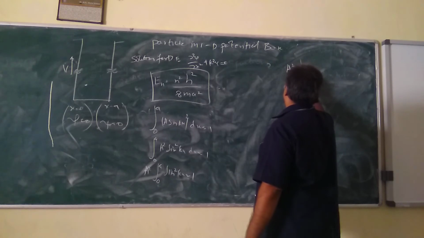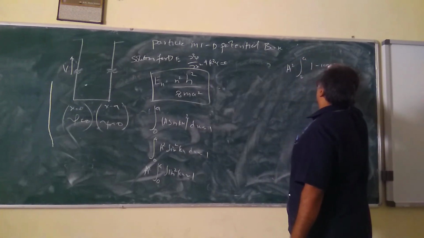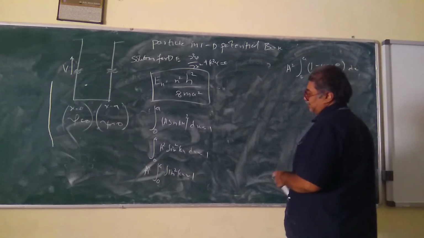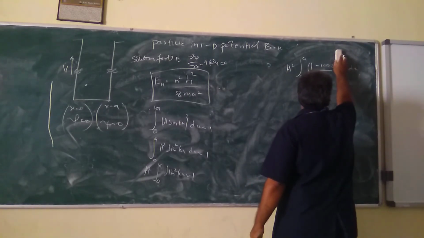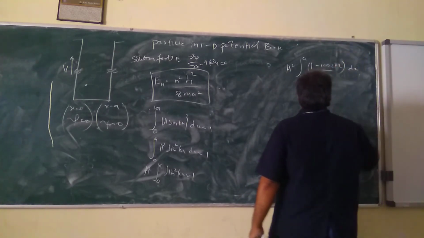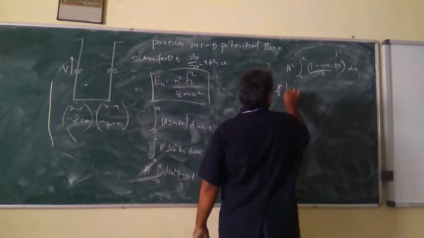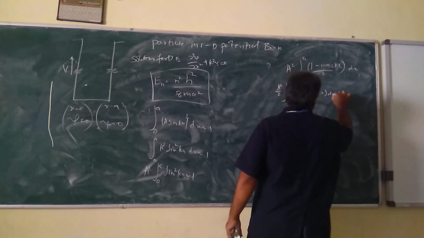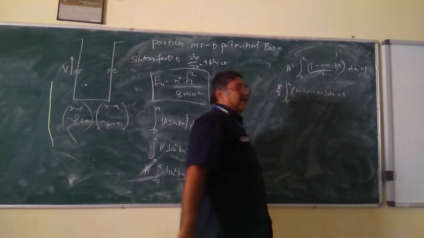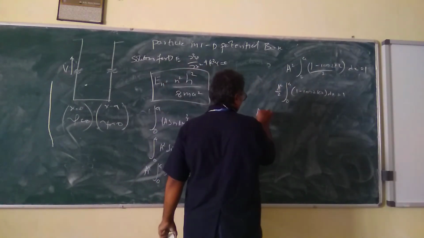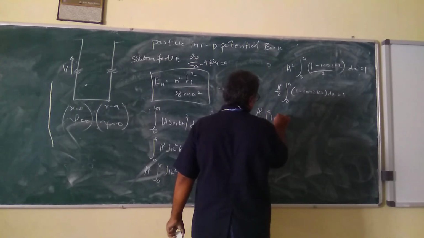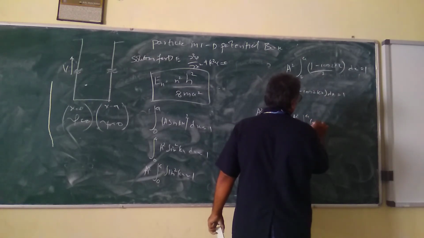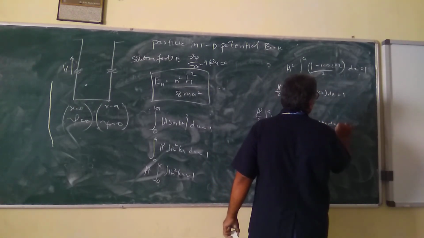So A square integral 0 to a of sin square theta can be written as 1 minus cos 2 theta by 2. In place of theta, we have kx. So this can be written as A square by 2 integral 0 to a of 1 minus cos 2kx dx equals 1. Now we are going to integrate it individually: A square by 2 integral 0 to a of 1 dx minus A square by 2 integral 0 to a of cos 2kx dx equals 1.